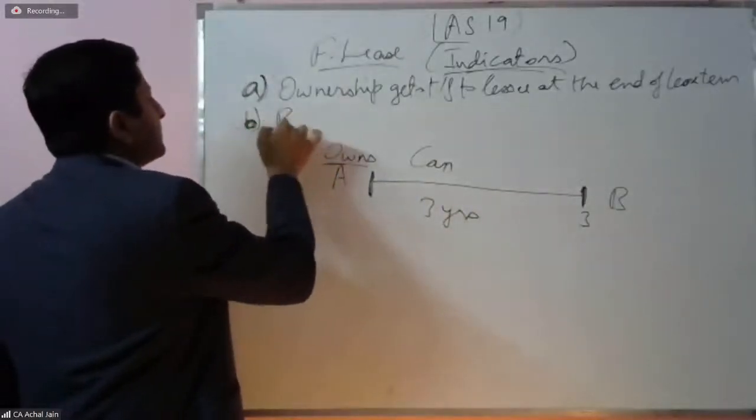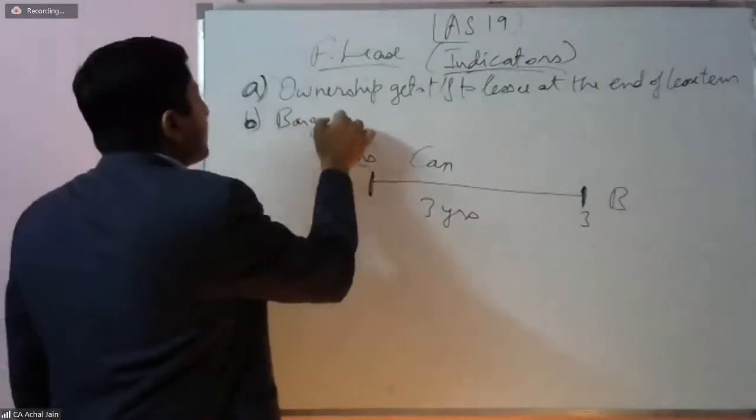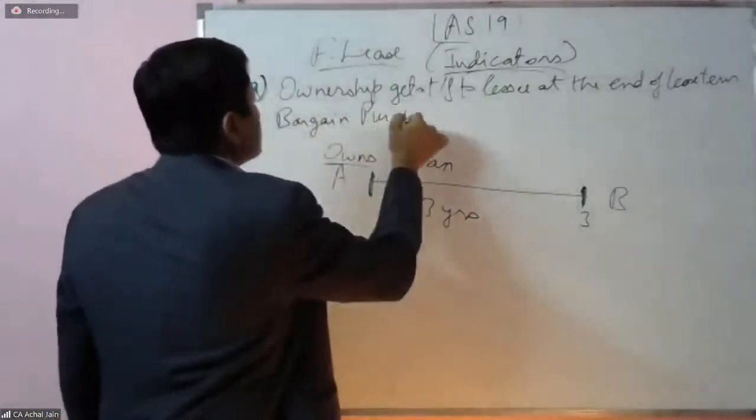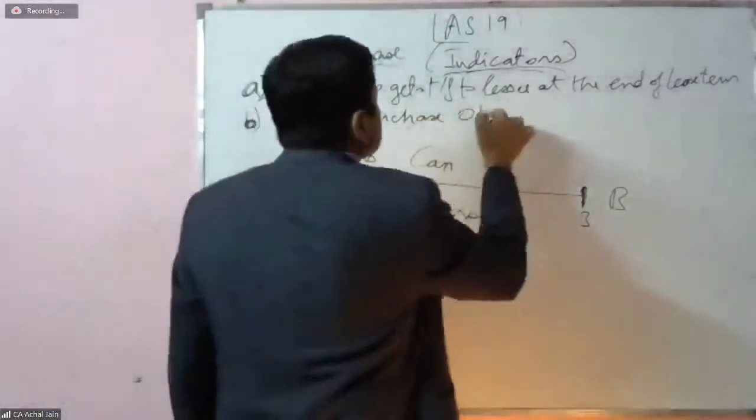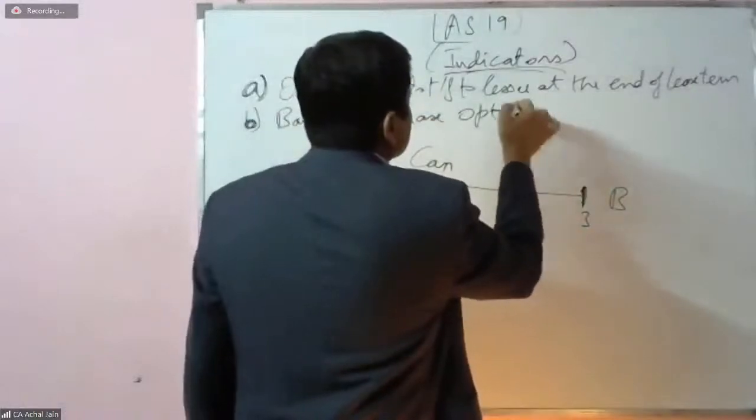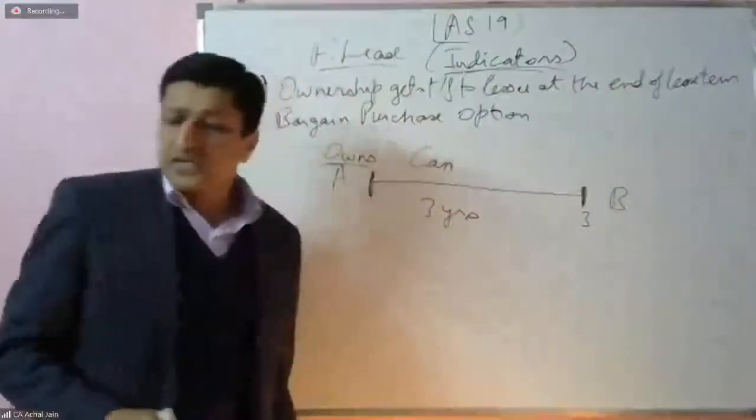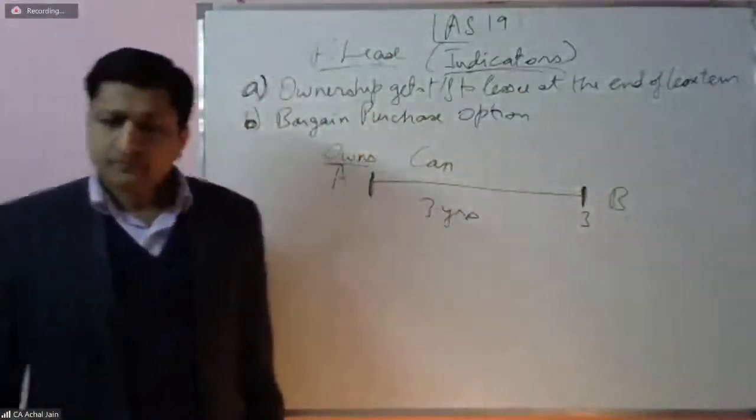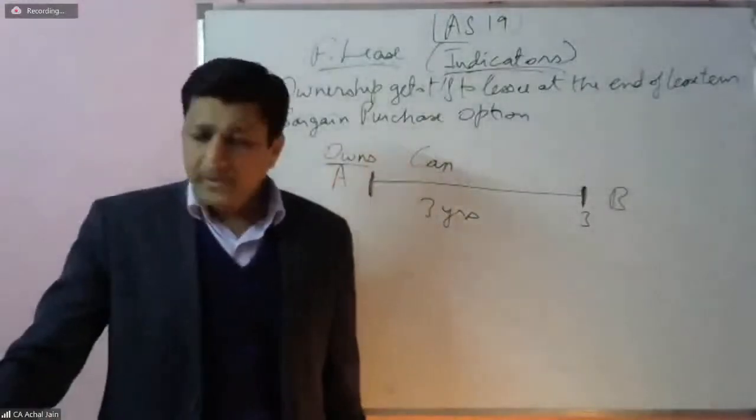Indicator number 2, which is called bargain purchase option. Bargain purchase option. So let's understand what it means.